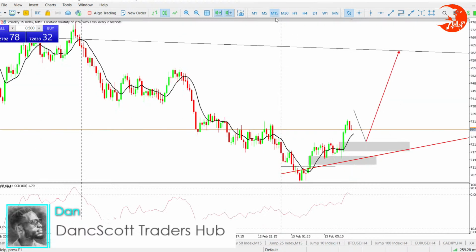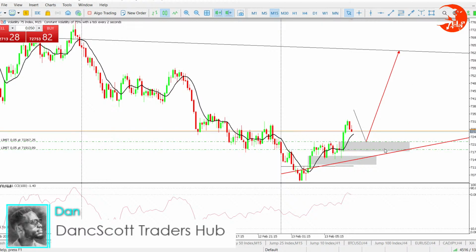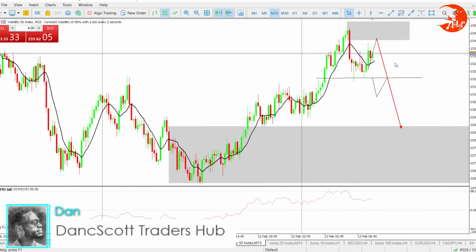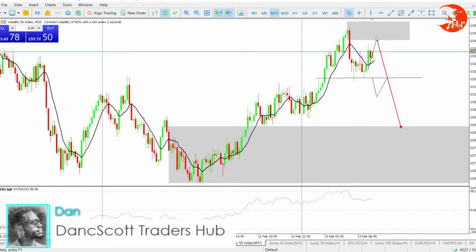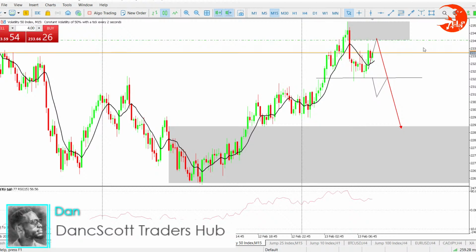V75, the pullback is on, and remember we are waiting to make our entries right here. So just delete this, change that and do this, and then make your buy right here and right there and right there. V50, pull back there and then come in with a sell. So if that happens, I will put my limit order right there, and just keep waiting, then come in with a sell.